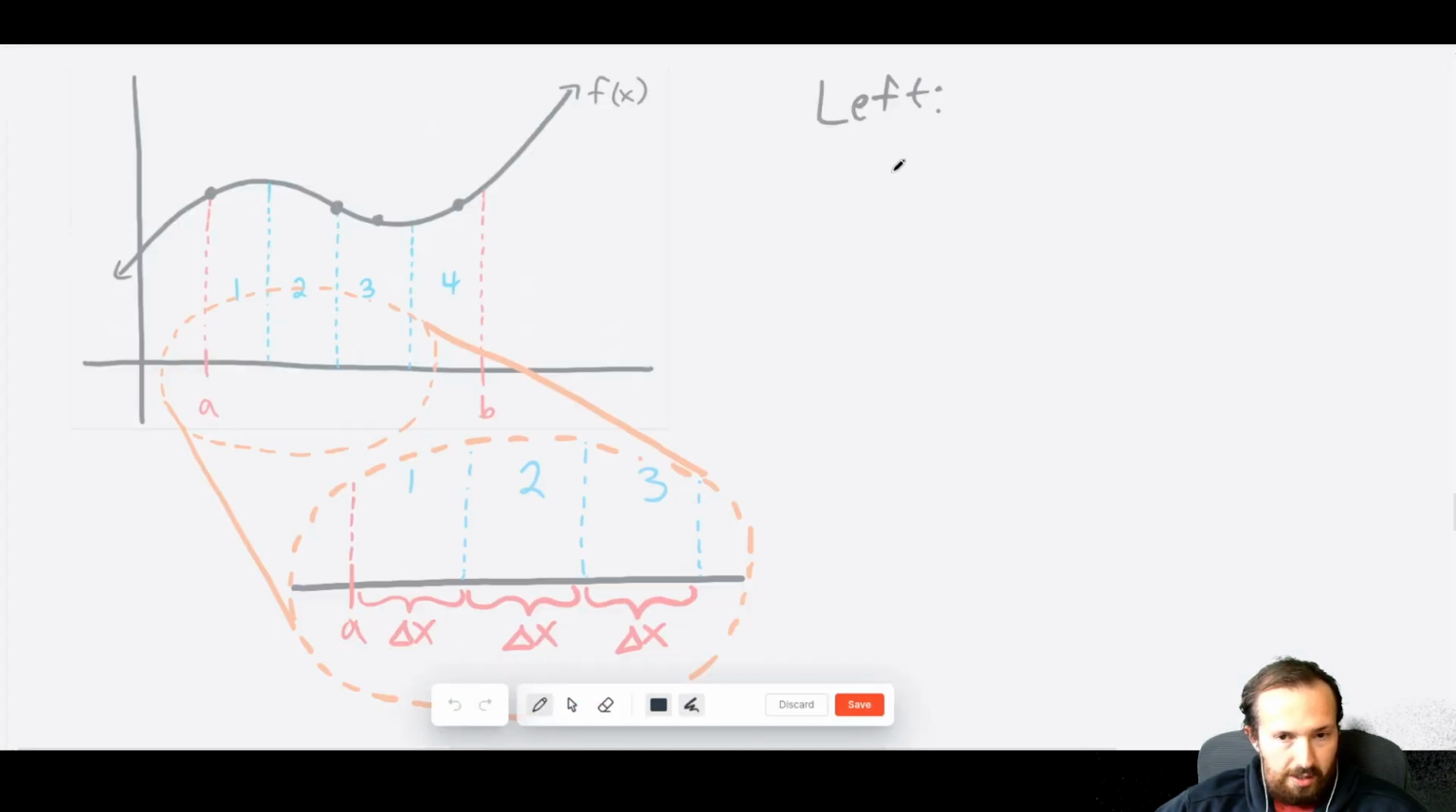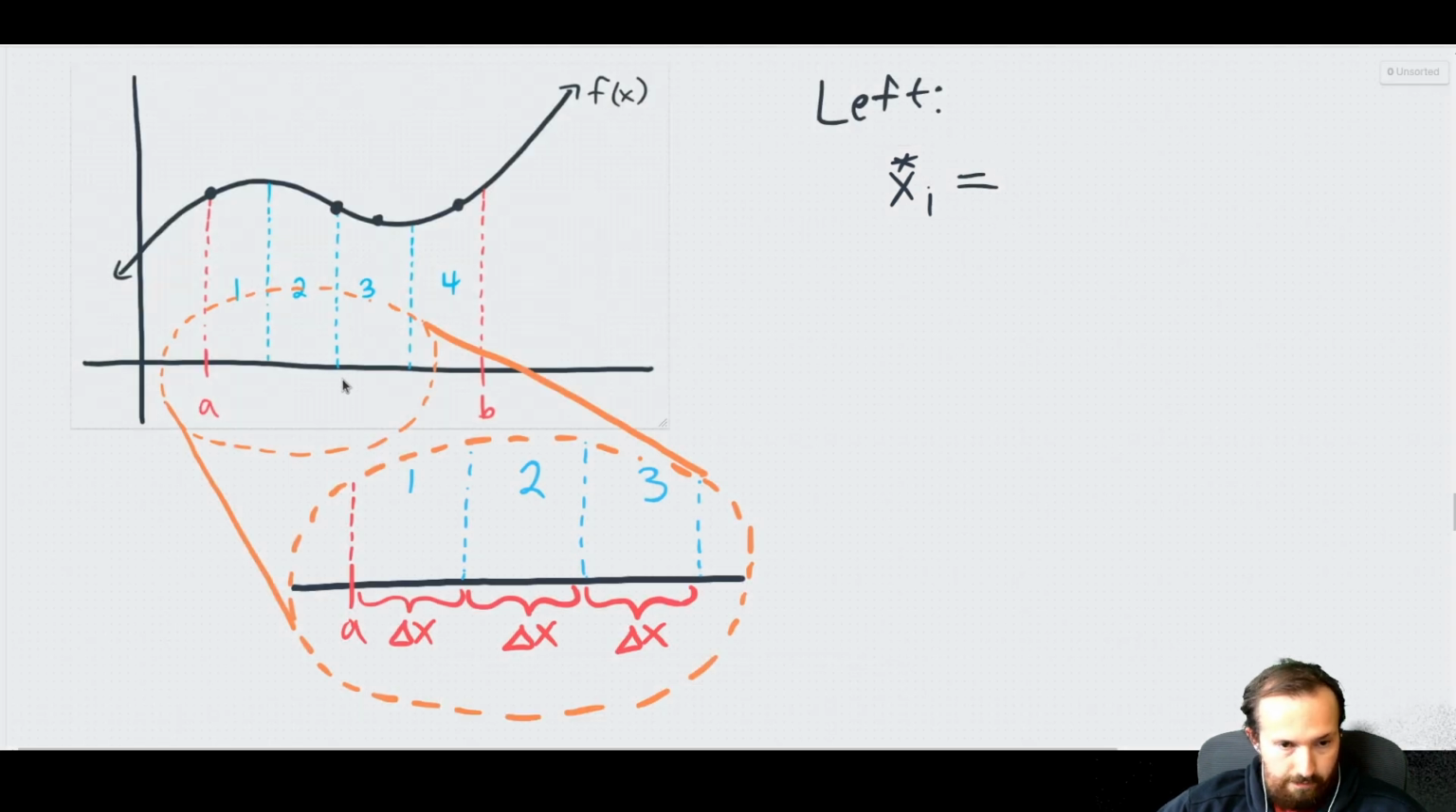We're basically trying to find an equation that tells me x_i star based on variables that we already know. And again, think about this visual. This is the most important thing. If each partition has a width of delta x and we're starting at a, think about this visual and see if you can come up with an equation that tells you, when you plug in a certain i, how to pick the left sample point within that partition. So go ahead and pause and see if you can figure that out.